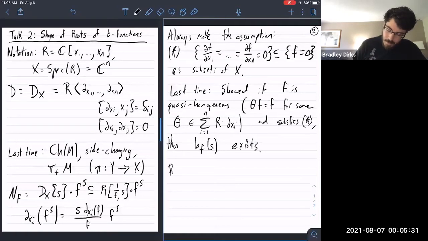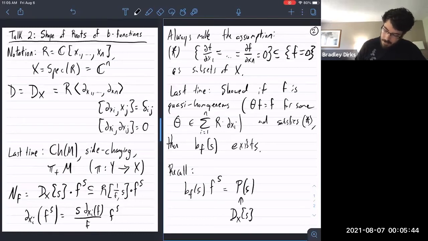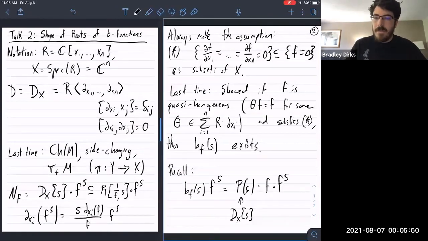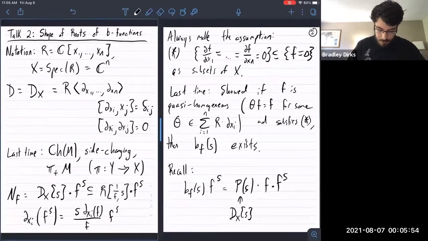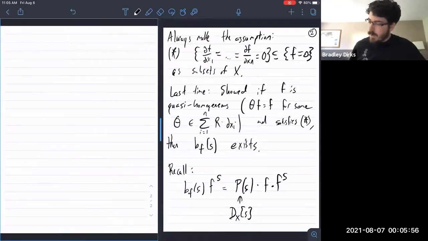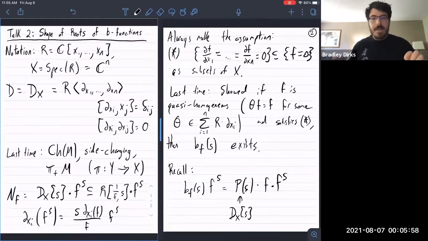And so remember that BF of S is minimal such that if we multiply it by the symbol F to the S, that's equal to some differential operator, which depends on S, times F to the S. So really F times F to the S, we should think of it as F to the S plus 1. Okay, great. So maybe I'll leave this up. So this is just a review of what happened last time.